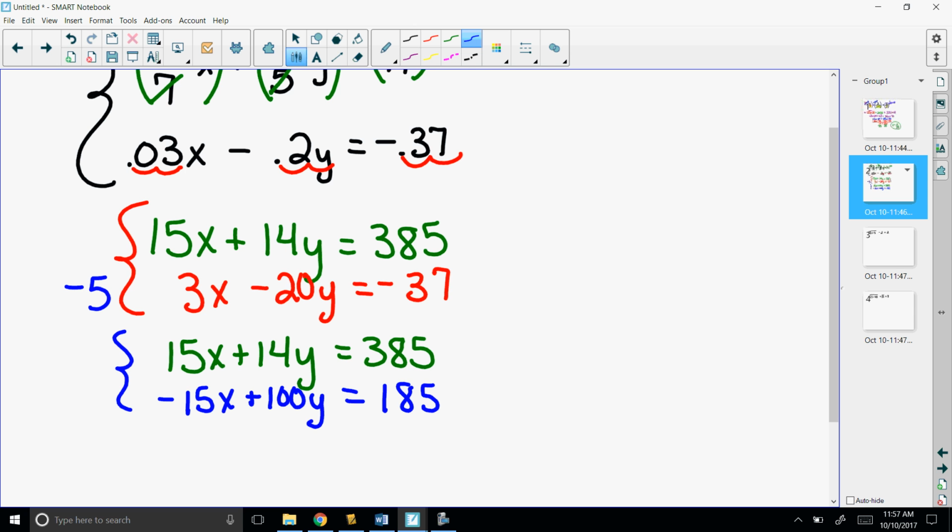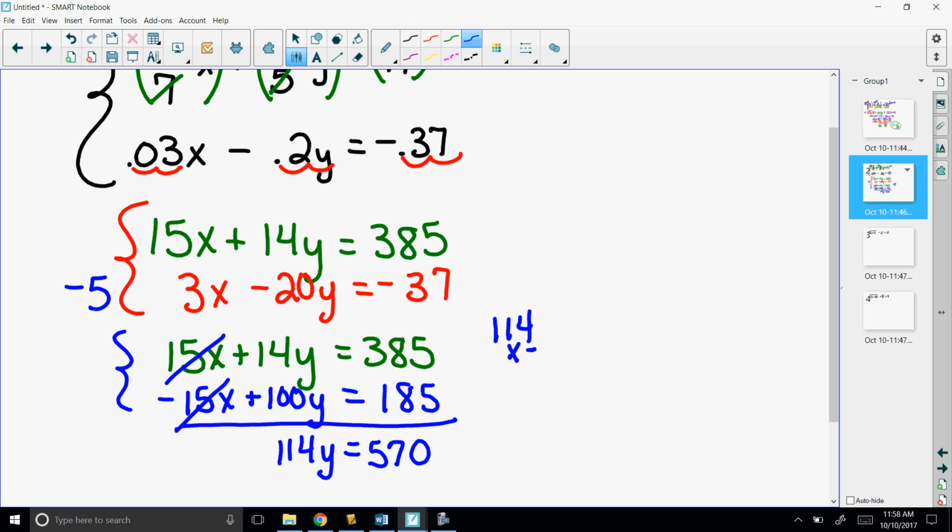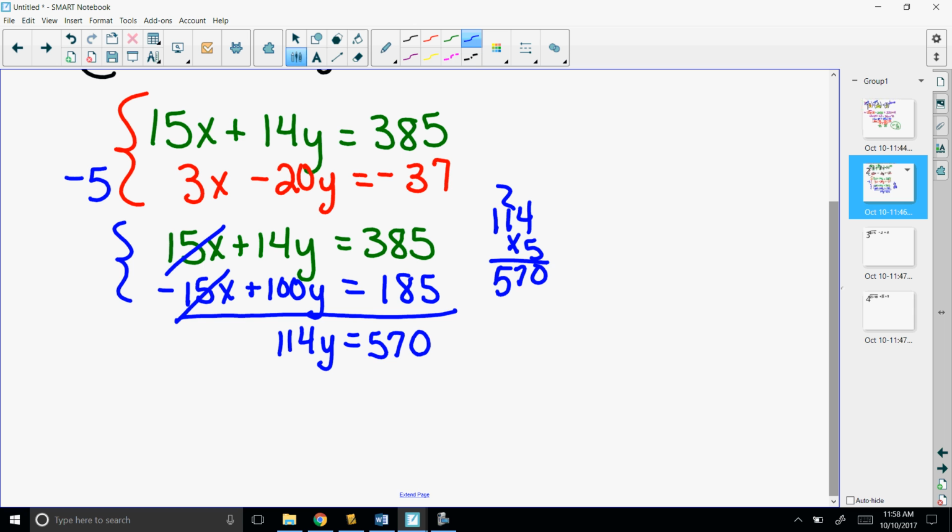Elimination substitution. As you do that, the x's, 15x and negative 15x drop out. You get 114y is equal to 570. And I believe if you take 114 times 5, you get 570. So when I come back over here and I divide by 114, y is equal to 5.